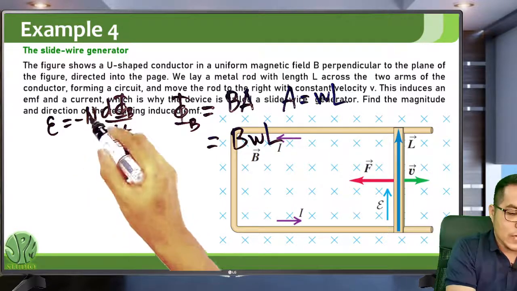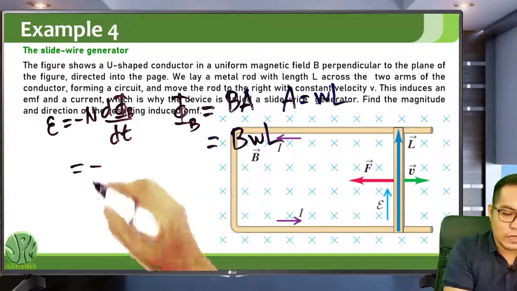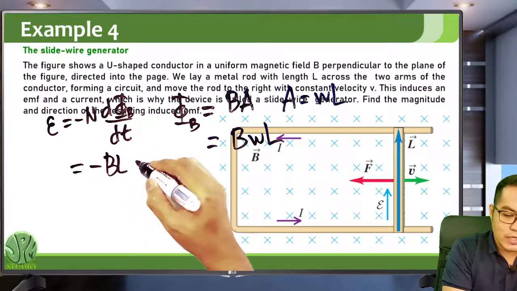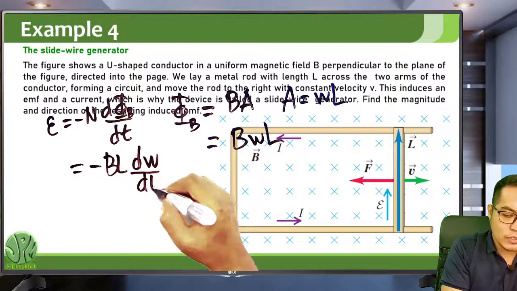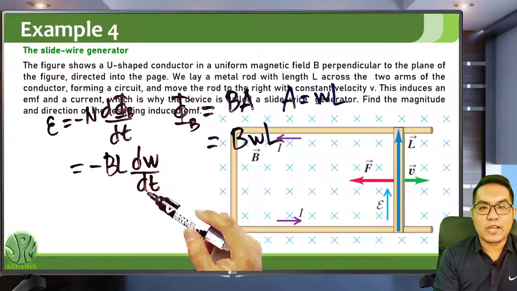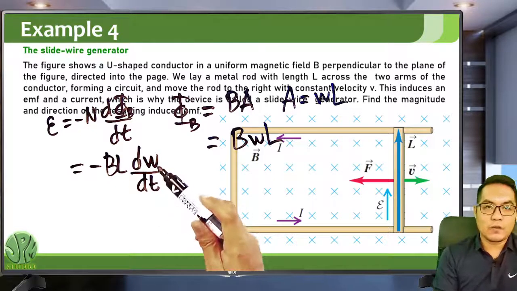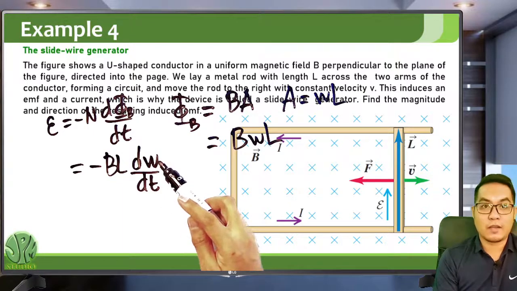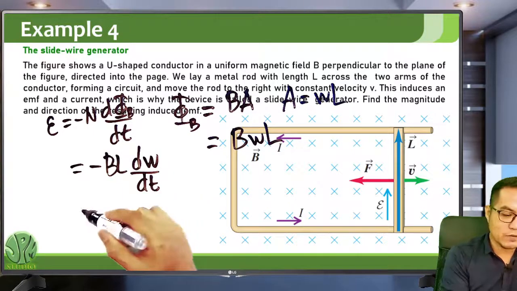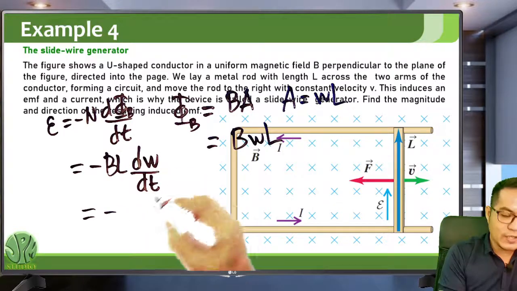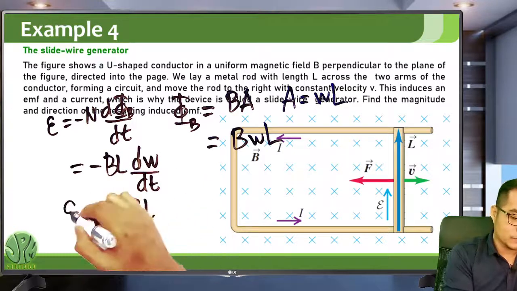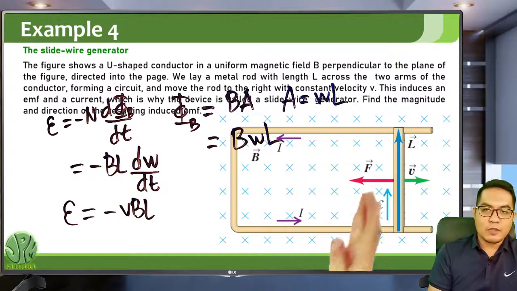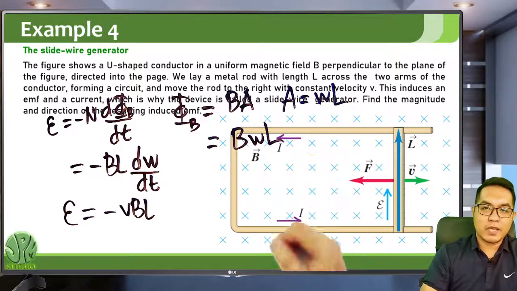Okay. N is just equal to 1, since this is just one loop, so we have a negative. B is constant, L is constant, so you have BL, and then dW/dt. The width is the one changing with time, and the rate of change of the width with respect to time is given by the velocity. So you have V, the velocity, and the result is negative vBL. So there will be an induced EMF in this direction.